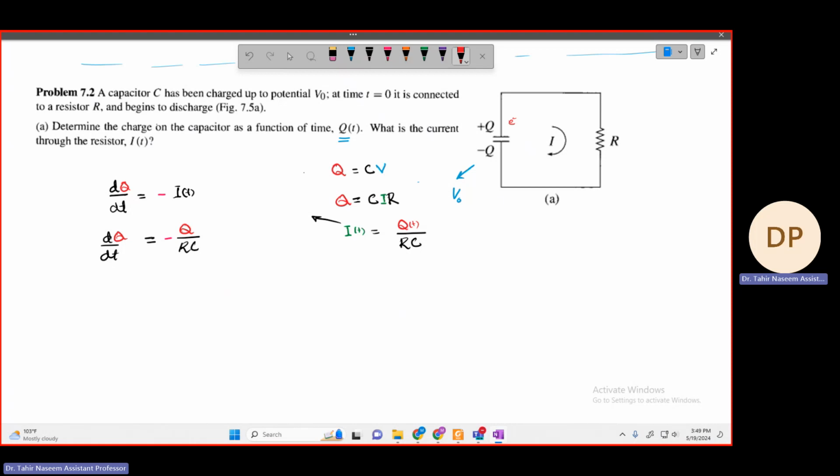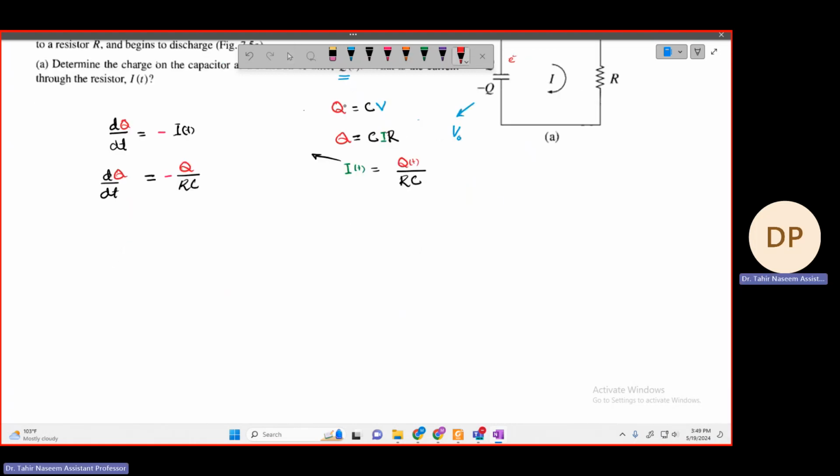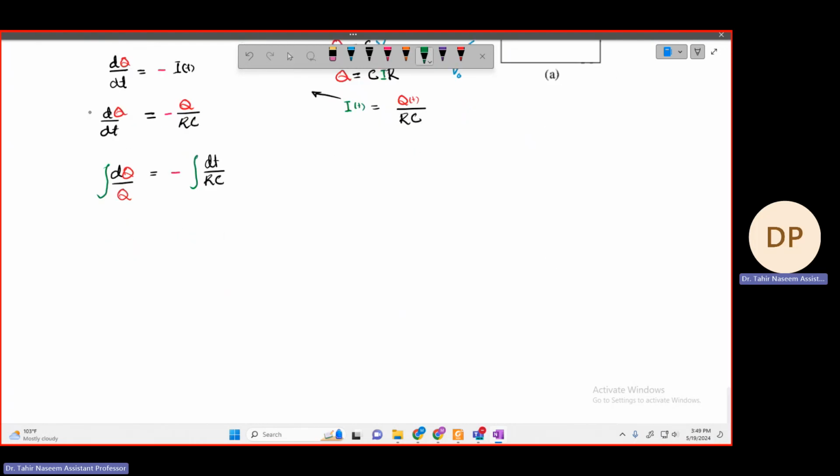Now I can integrate this using separation of variables. So dq by q, we bring this q to the left side, and it is equal to dt over RC with a minus sign, and you integrate on both sides. Okay, so if you integrate on both sides, this is of the form 1 over x, so I will get log of q.